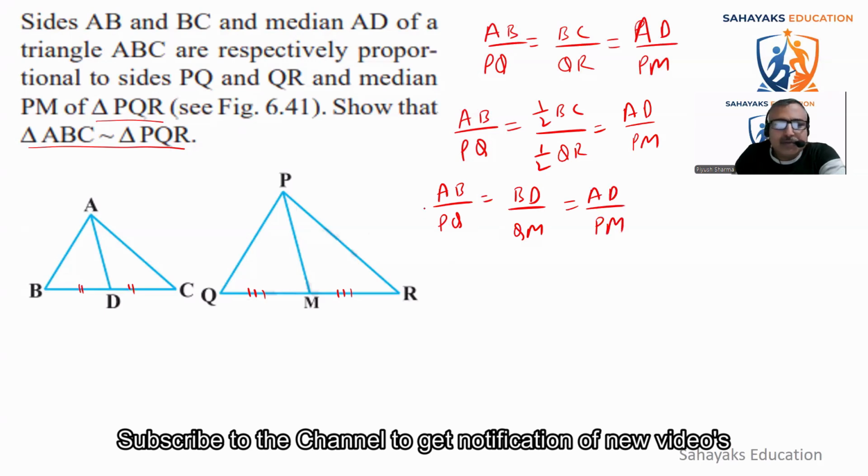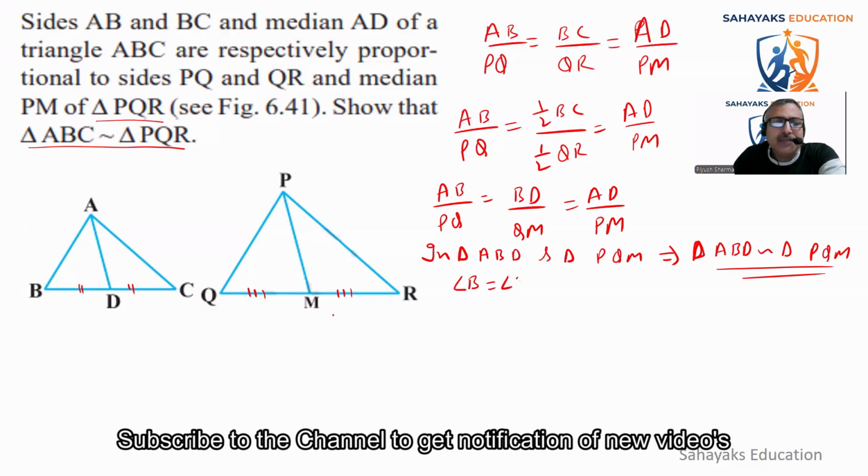Because these three sides are proportional, in triangle ABD and triangle PQM, when all the sides are proportional, that means triangle ABD is similar to triangle PQM. When these two triangles are similar, we can say that angle B is equal to angle Q. I'll mark it as 1 here. So these two angles are equal.